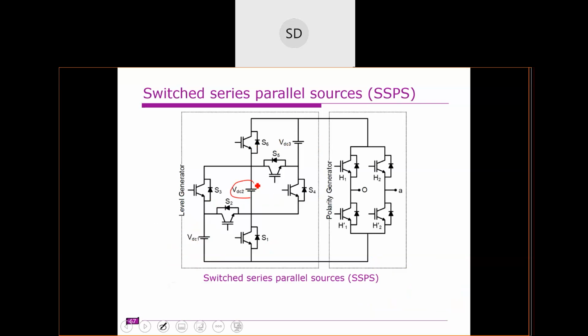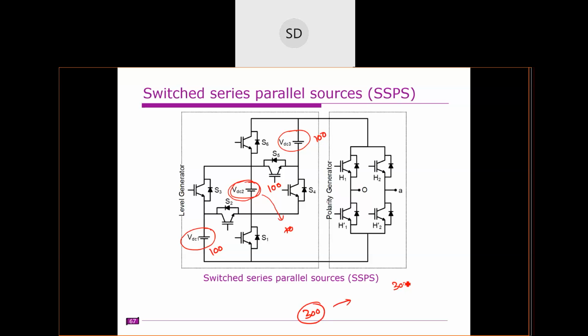So we can replace these with capacitors, and now we can operate with only one DC source. Whenever it is a capacitor, at some point of time the voltage will be reduced. For example, if you are operating with 3 VDC, assume this is 100. Initially this is also 100, this is also 100. If you want 3 VDC, 300 volts, you need to turn on all the switches, so all three sources are turned on.